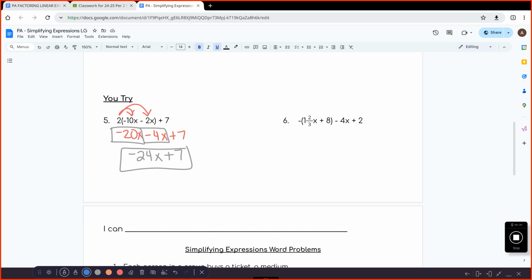All right, over here in our next example, we have a negative 1 outside of the parentheses that we can't forget about because we need to start off distributing that. So negative 1 times 1 2/3 x is negative 1 2/3 x. Negative 1 times 8 gets you negative 8, and the rest of this drops down. Okay, next we're going to combine our like terms. So negative 1 2/3 x plus negative 4x gets us negative 5 2/3 x. Next, we're going to add our constants. Negative 8 plus 2 will get us negative 6.